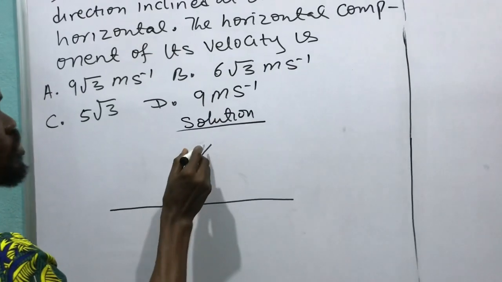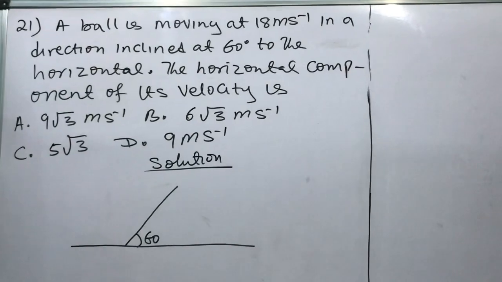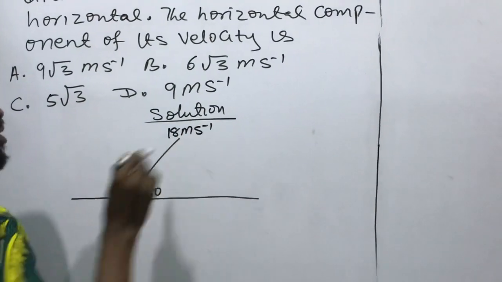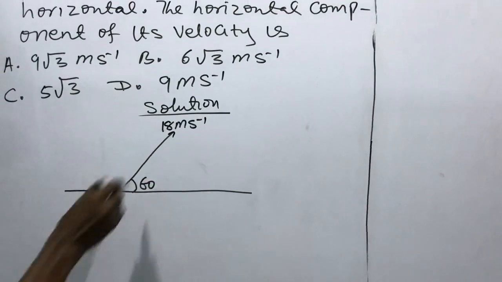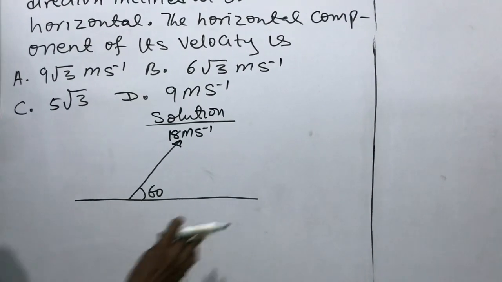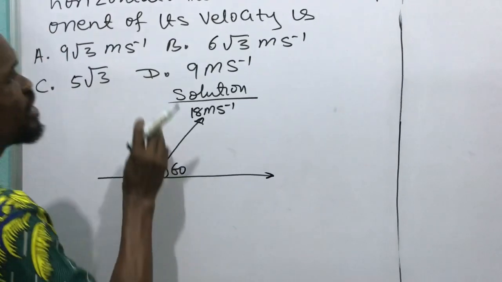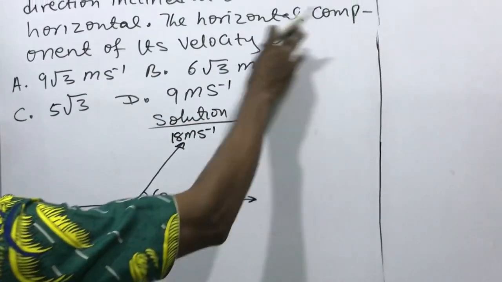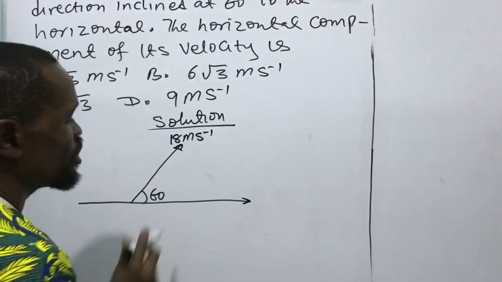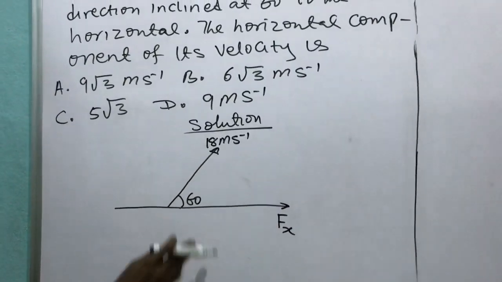And what is the velocity? The ball is moving at 18 meters per second. This ball, we are going to resolve the velocity. They asked us to resolve the velocity: what is the horizontal component of its velocity? The horizontal component should be Fx, which we don't know yet.